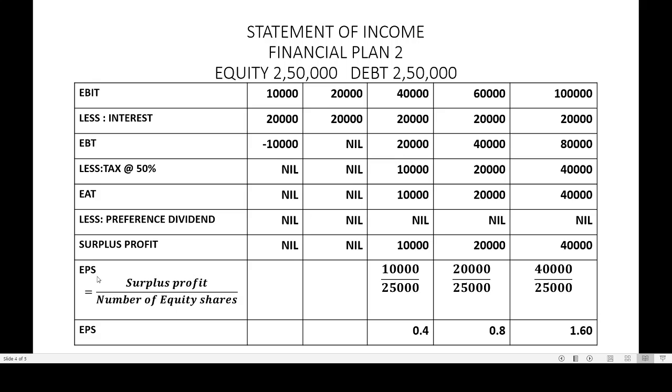So EPS, earning per share, is equal to surplus profit divided by number of equity shares. We do not have EPS since we do not have earnings in first and second cases. Third case, 10,000 divided by number of equity shares. You can see that the equity share capital is 2,50,000, and 25,000 equity shares are issued at rupees 10 each. So divided by 25,000 shares, 0.40. Next case 20,000 divided by 25,000 shares, 0.80, and last case 40,000 divided by 25,000 shares, 1.60. This is the second plan. We have found out the EPS.